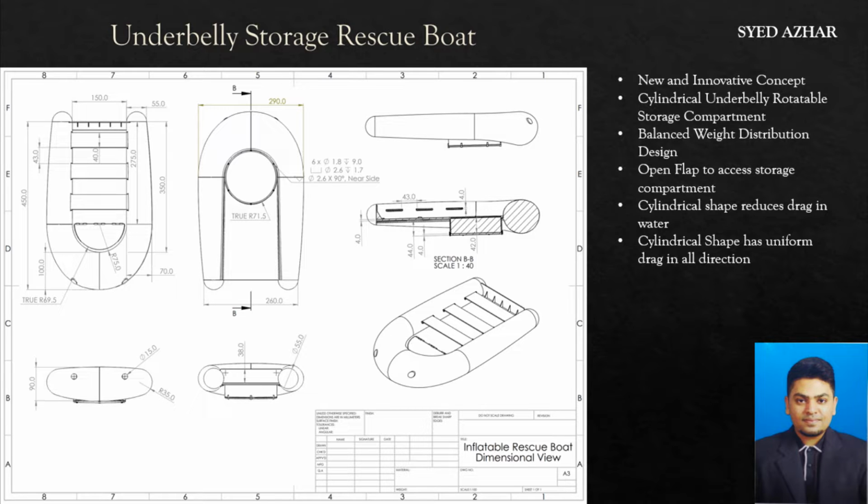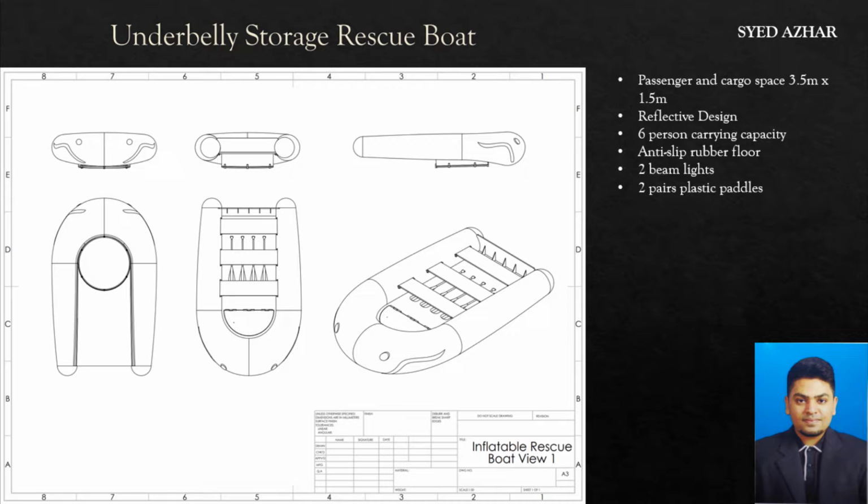There is a flap that can be opened to access the storage compartment, where users can rotate the compartment to expose the 4 different sections. The cylindrical shape of the compartment also aids the fluid dynamics of the boat, as it has low water flow resistance when moving through water, as well as uniform resistance from any direction, which makes rowing the boat much easier.